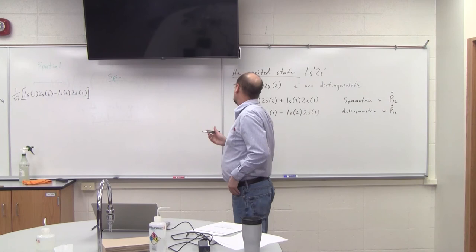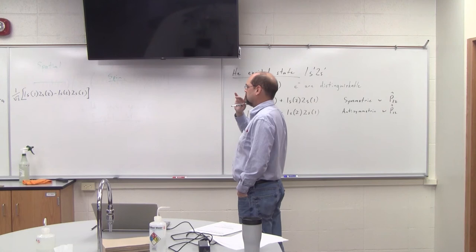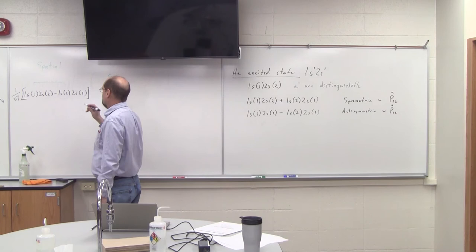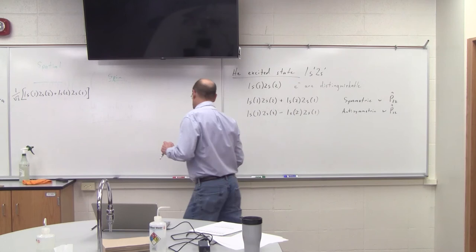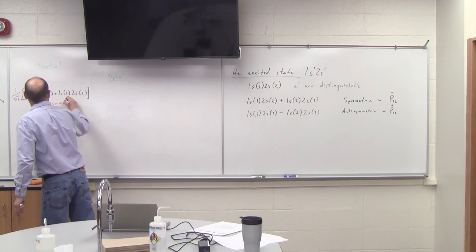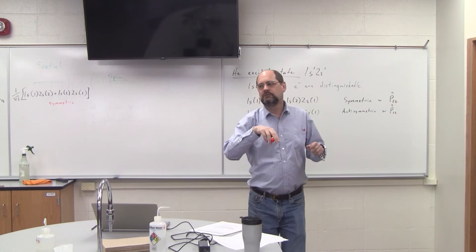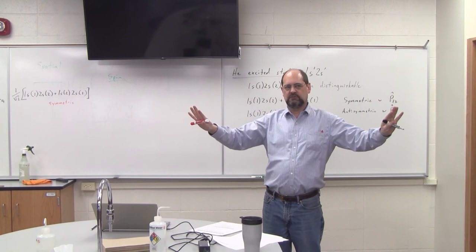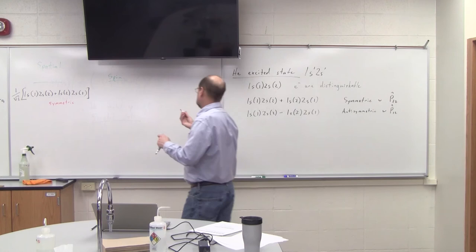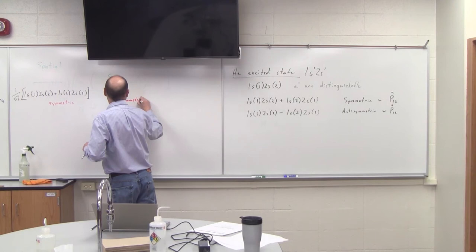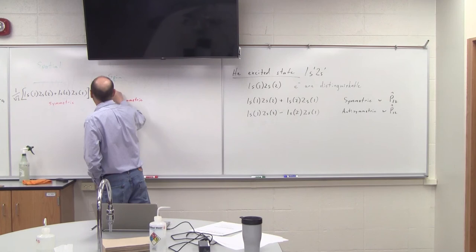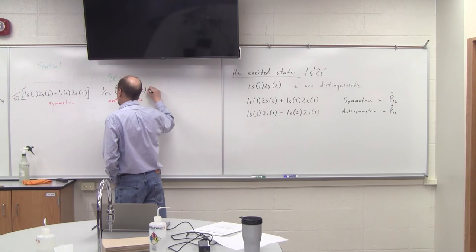The spin function is going to be, I'm going to back up a second here. Let's start with a symmetric one. So this is symmetric. How many possibilities do I have? So what must the spin function be? The total wave function is the spin function times the spatial function. So the spin function's got to be anti-symmetric. And this is just what we did before, 1 over root 2, alpha 1, beta 2, minus alpha 2, beta 1.